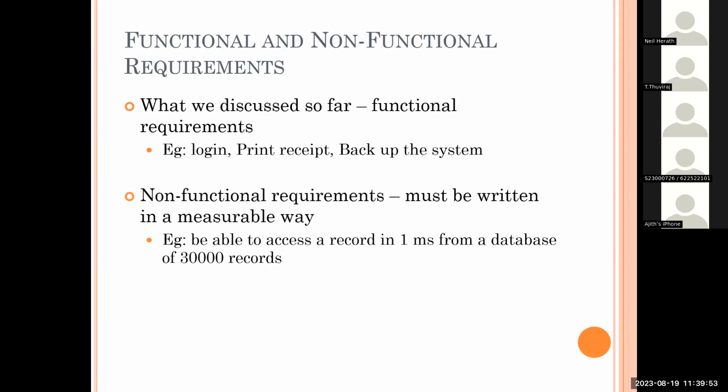When we talk about requirements, there are two very different types of requirements. What we discussed so far are functional requirements. Functional means what is needed for the system to function. The login, printing the receipt, backup system, inventory update, all that are part of the system to function, to get that supermarket system implemented.